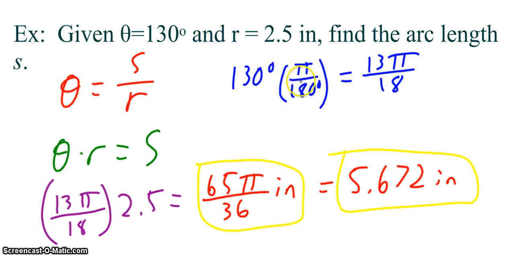So I multiply 130 degrees by pi over 180, I get 13 pi 18ths. That's a radian angle. Multiply both sides by r, theta times r equals s, so 13 pi 18ths times 2.5 is going to be s, so I get 65 pi over 36 inches, or 5.672 inches. I did not specify whether I wanted an exact answer or rounded to 3 decimal places, so either in this case would be correct.